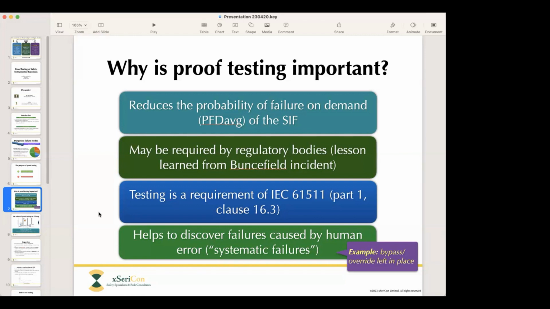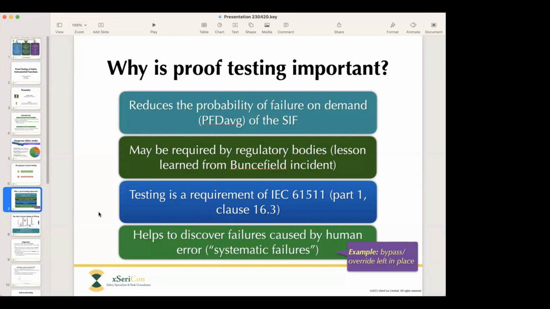Another reason for doing proof testing is that it's stated as a requirement of the functional safety standard that applies to the process industry, which is IEC 61511. If you want to see specifically where that is, Part 1, Clause 16.3 says that safety functions shall be proof tested.